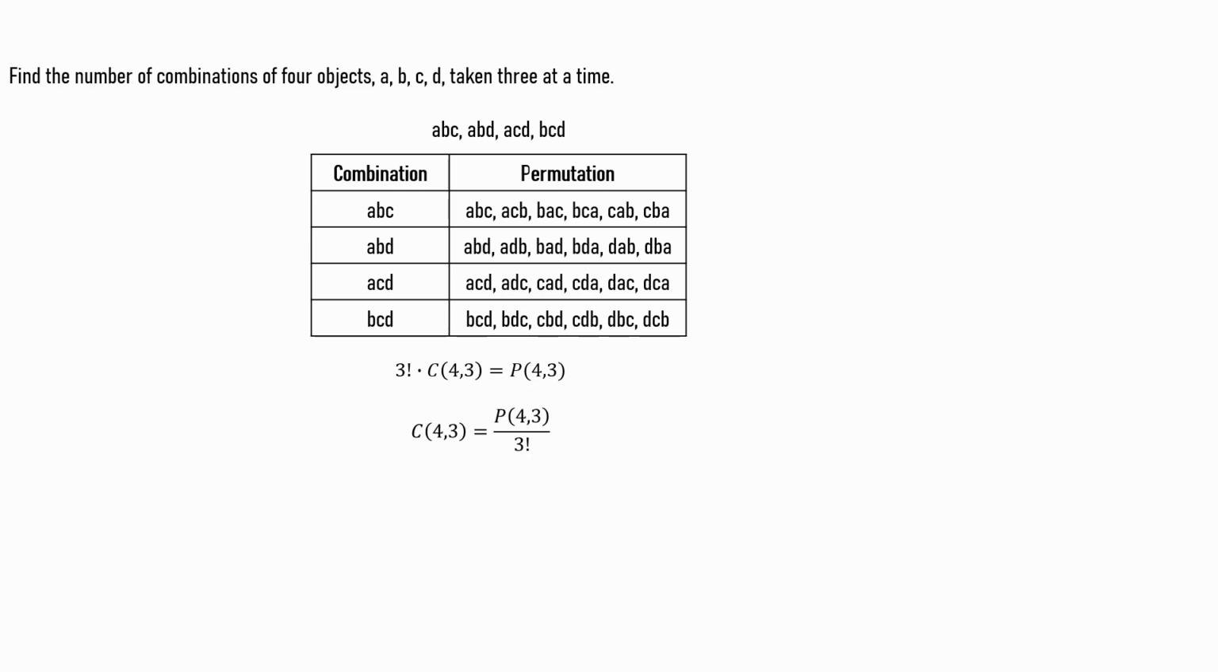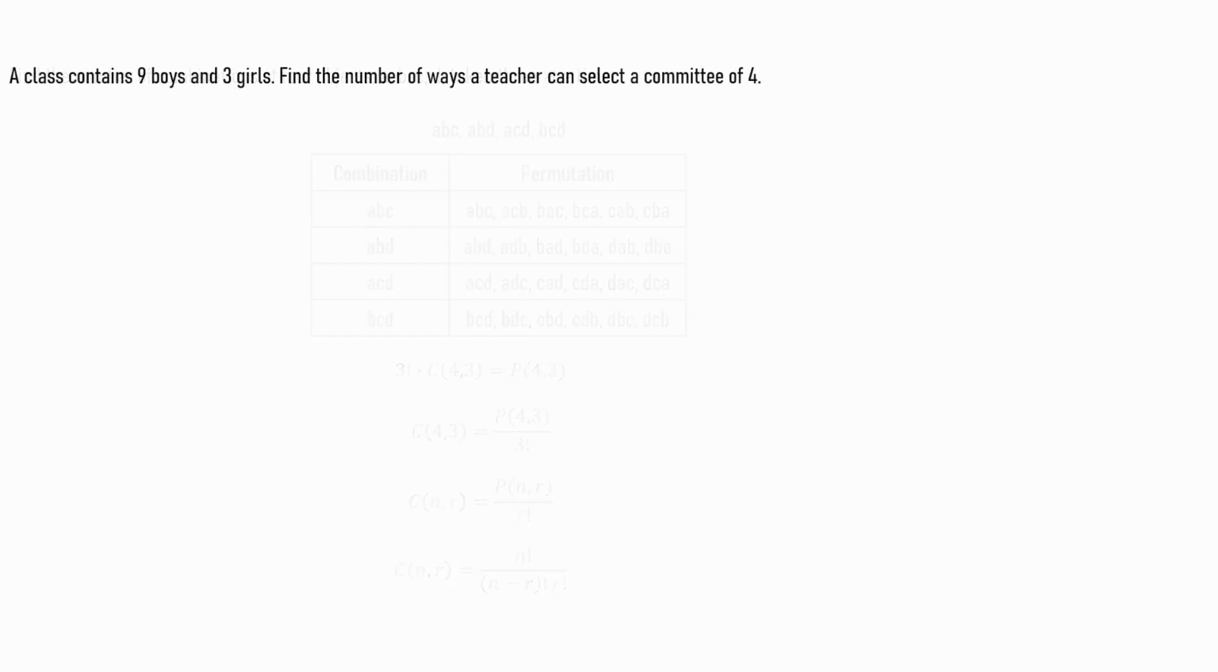So, therefore, this is the form of permutations. We can generalize this into an equation: n factorial over n minus r factorial times r factorial. That is the formula for combination. Let's solve some more.